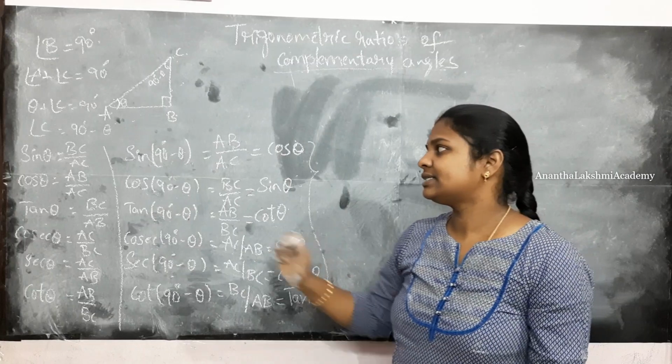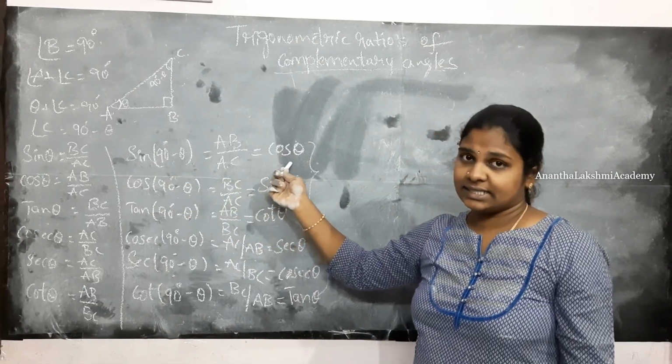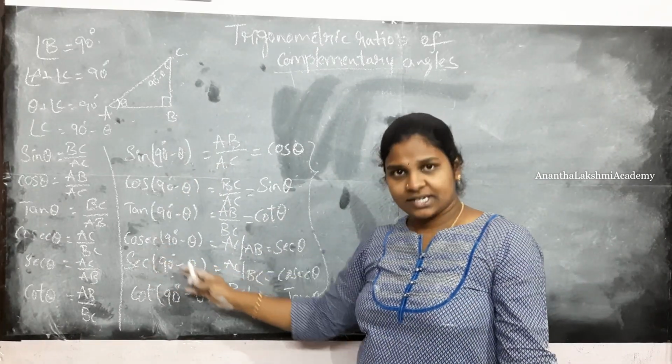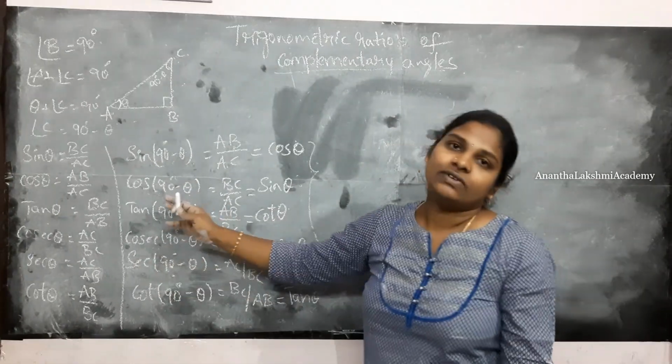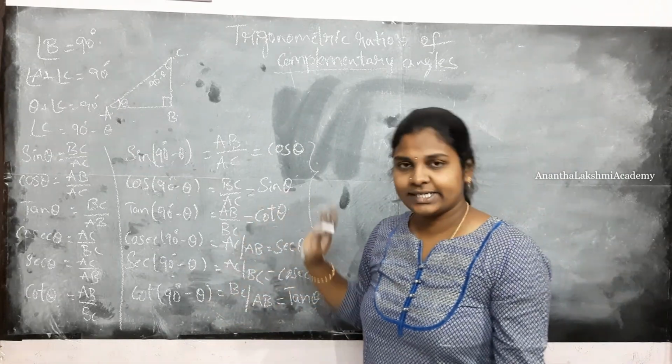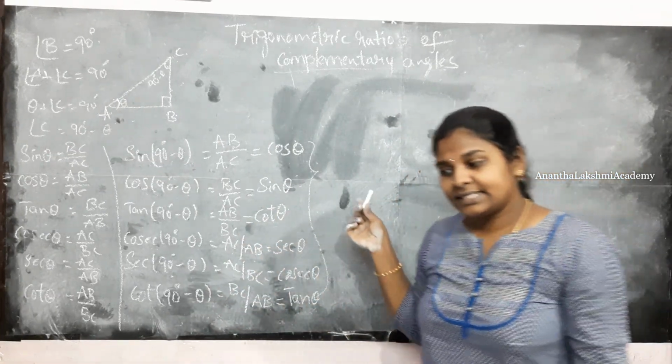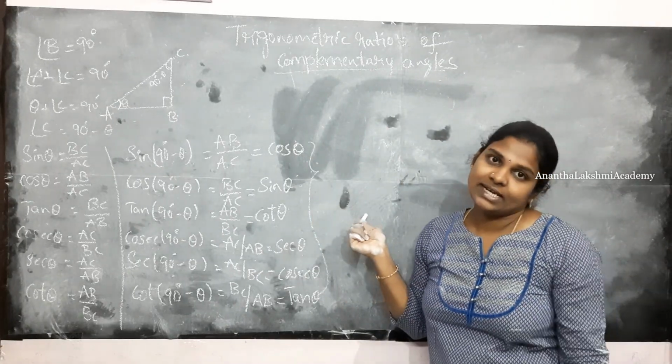How do you remember this? Sine of 90 minus theta is cos. For sine it is cos, for cos it is sine. In the same way, for cosecant it is secant and for secant it is cosecant. For tan it is cot, and for cot it is tan. It's quite simple. We can remember this. Alright, this is the conceptual part for complementary angles.